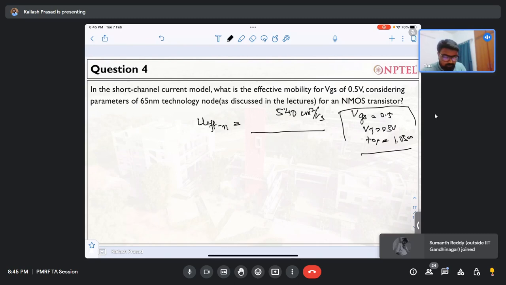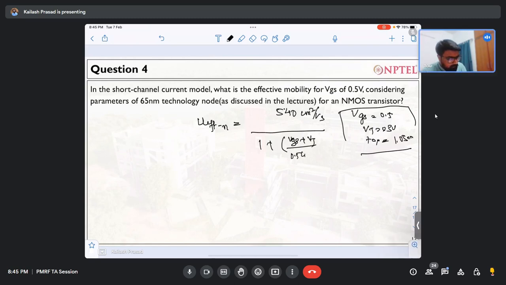Then (1 + VGS + VT) into TOX, to the power 1.85. So this is the formula, and if you put in all the values, the value you will get over here is 50.31 cm²/V·s, around 50 for this particular size. So this is the mobility of the electron.